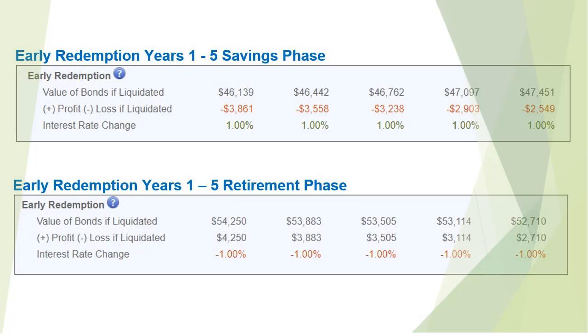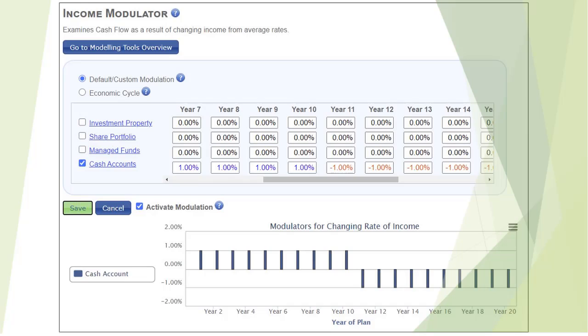However, at the bottom of the data view, the value of the bond, if it is liquidated, is displayed together with either the profit or loss. On the income modulator, the change in interest rates has been a rise of 1% for the first 10 years and a fall of 1% for the last 10 years. A new bond is purchased in year 1 and year 11.